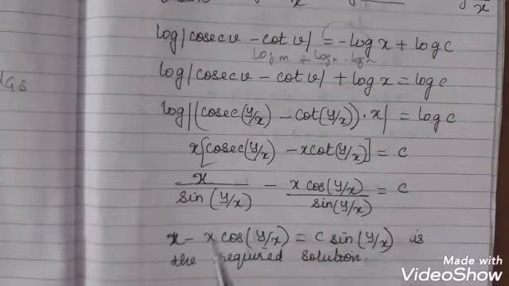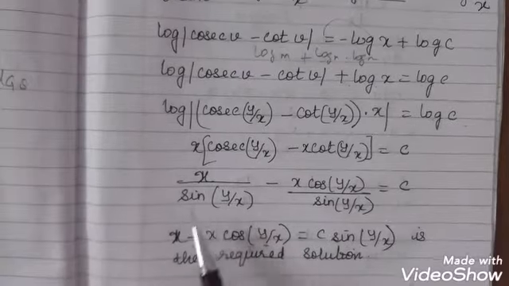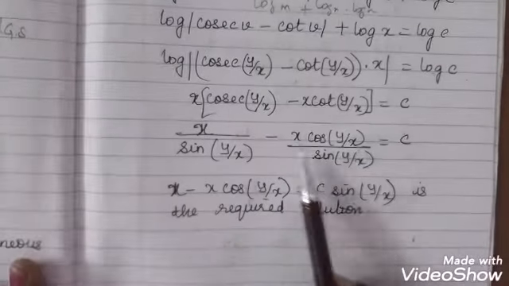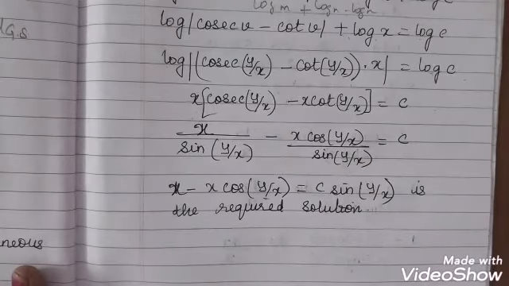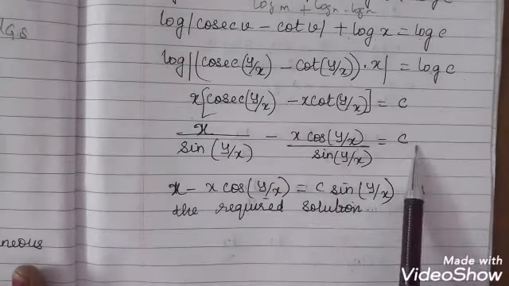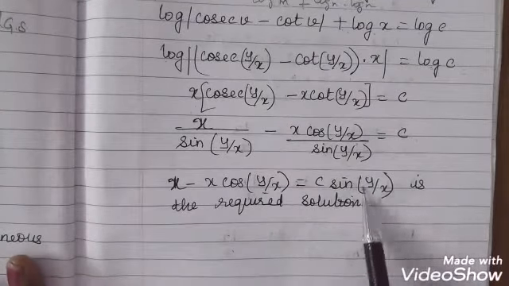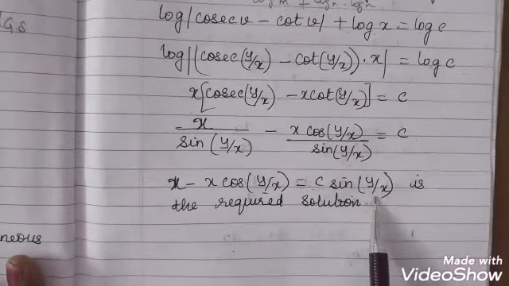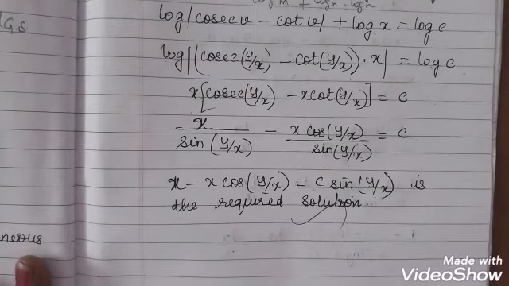Okay. So we'll just simplify it again. Here this cosecant can be written as 1 by sine. x by sine of y by x minus x into cos of y by x by sine of y by x is equal to a constant. So when I cross multiply here, it is x minus x cos of y by x, which is equal to c into sine of y by x. And this we call the required general solution for this homogeneous differential equation. Correct?